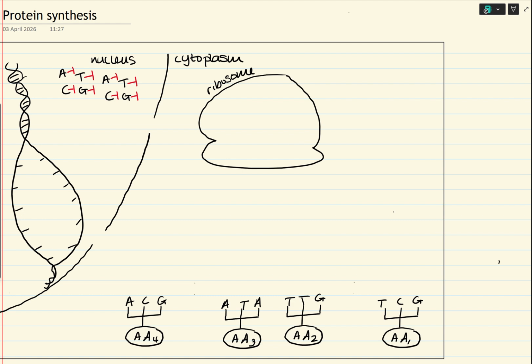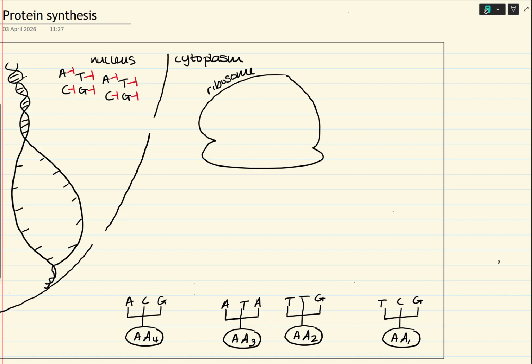Now, what's very, very particular here is the word sequence. It's the sequence of bases that determines the sequence of amino acids. Okay? Now, in protein synthesis, we have a location here. We are in the nucleus of the cell. And inside the nucleus, we have our genetic material.